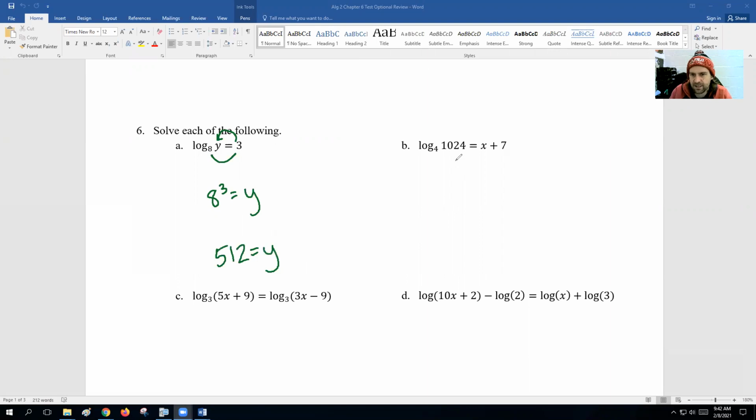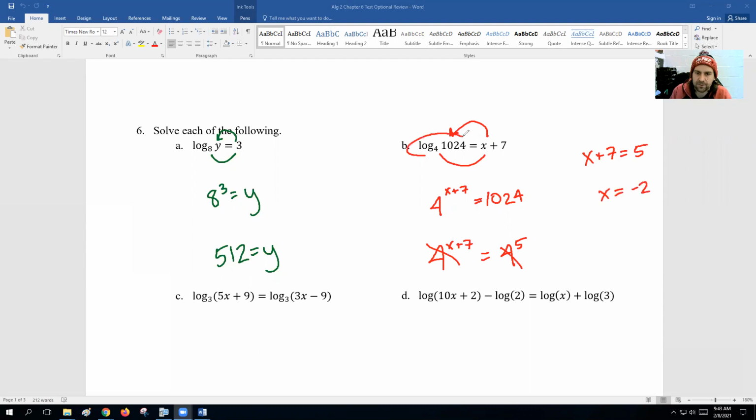All right, next here, can we loop and swoop? Yeah, technically we can. So this would be 4 to the x plus 7 power equals 1024. Question is, 4 to what power? 4 to the 4th? No, 4 to the 5th. So 4 to the x plus 7 power is equal to 4 to the 5th. Could cross that out and say x plus 7, because we had common bases, is equal to 5. X would equal -2.